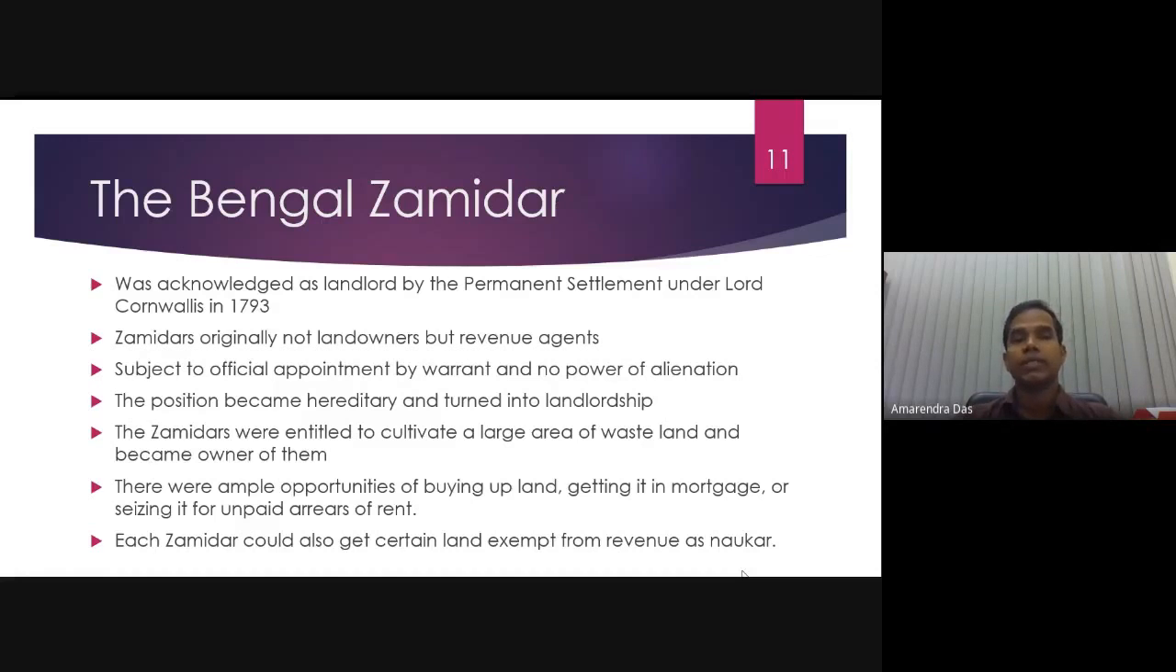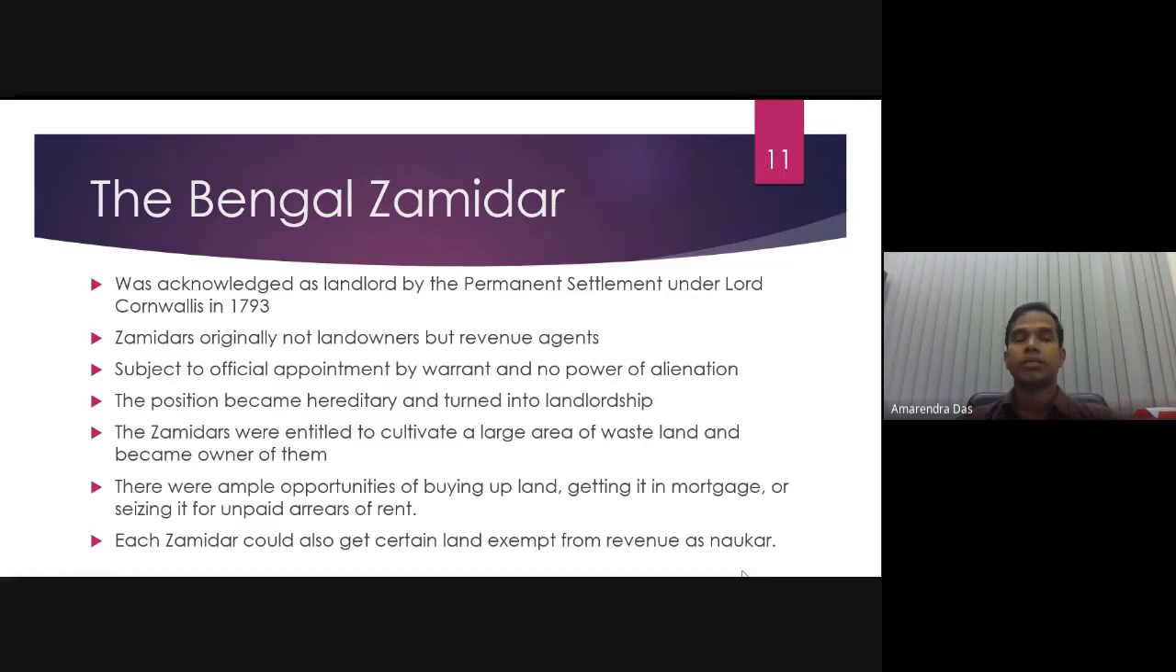Zamindars were originally not really landowners, but revenue agents. They were collecting revenue from the cultivators on behalf of the British government. So they were not originally landowners, and they were subject to official appointment by warrant, and no power of alienation was given. That means the British government appoints an agent, but this agent cannot alienate anybody from this land. The British only appoint the agent to collect the revenue.